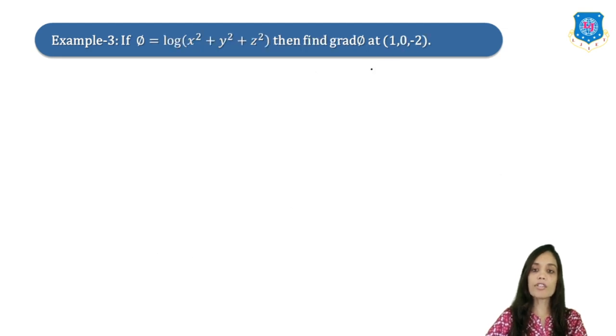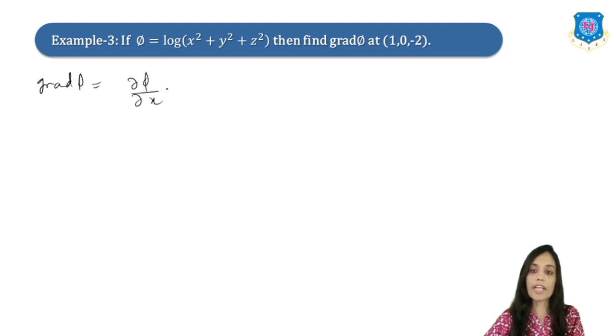Okay. So now let us go to the next example. We have phi as log of x square plus y square plus z square. We have to find gradient of phi at point 1, 0, minus 2. So again, let me write the formula of gradient of phi.